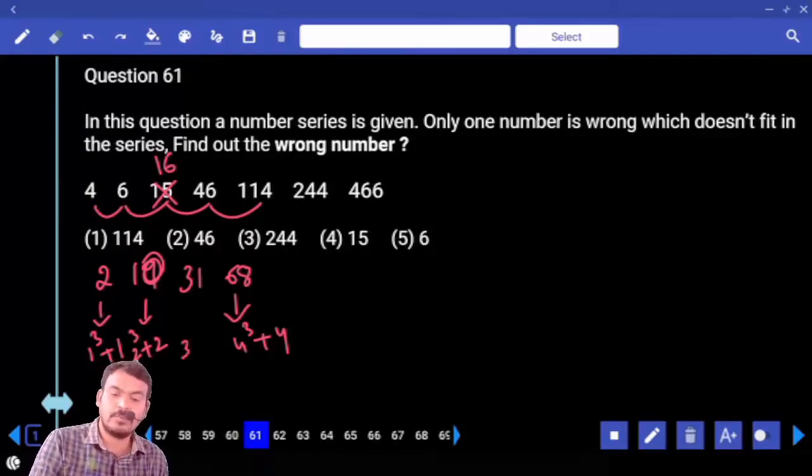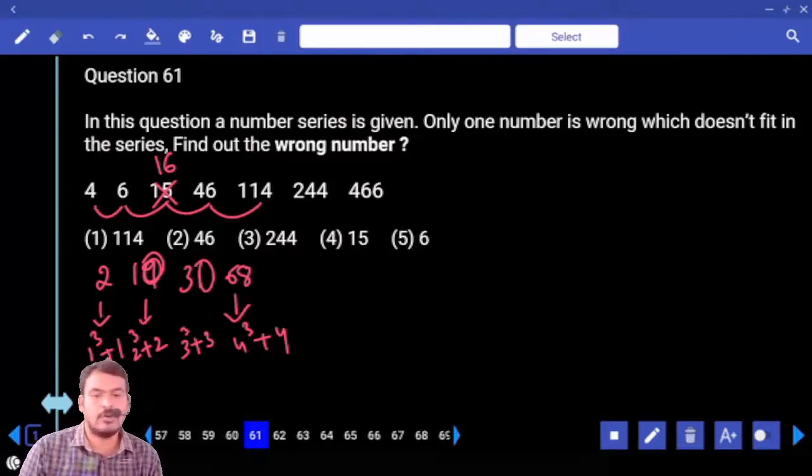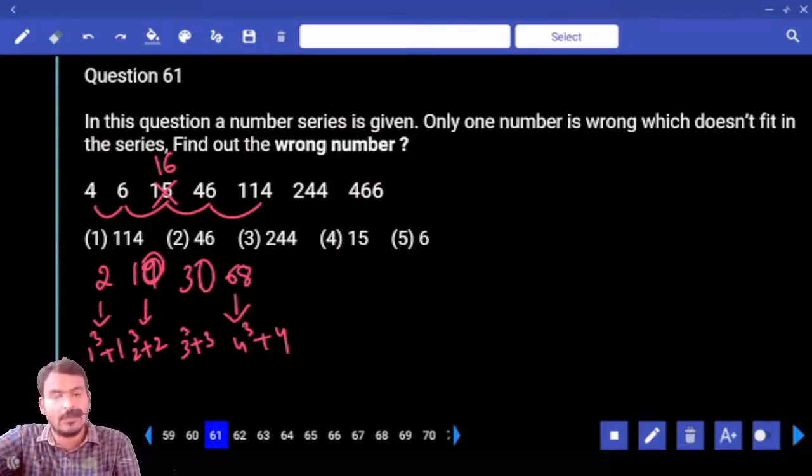Next one, 3 cube plus 3, or not? What is 3 cube plus 3? 30. 16 plus 30 is 46, or not? What is the wrong number? 15.